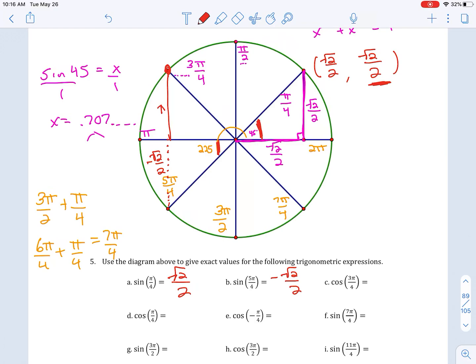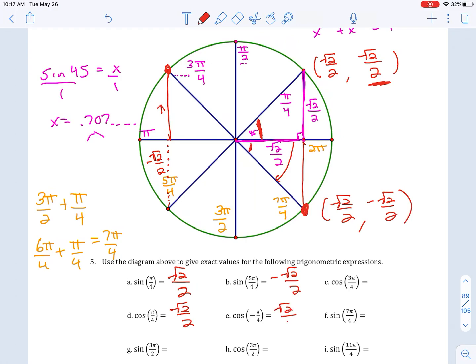Cosine pi over 4. Okay, here's pi over 4. Cosine is the x value, so the x value is the square root of 2 over 2. Cosine negative pi over 4. I like this question. So remember, negative moves us in a clockwise direction. So that means it's coming down here, pi over 4, which means it's this angle, which means it's this triangle. And we are doing cosine, which is the x value. So what is the x value of this? Well, this would be the positive square root of 2 over 2, and the negative square root of 2 over 2 down, like that.